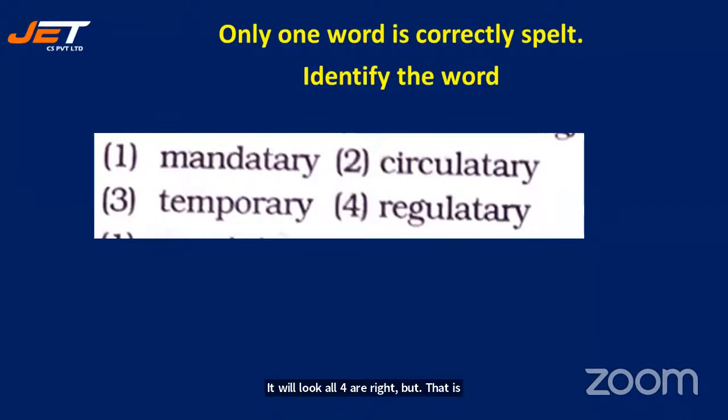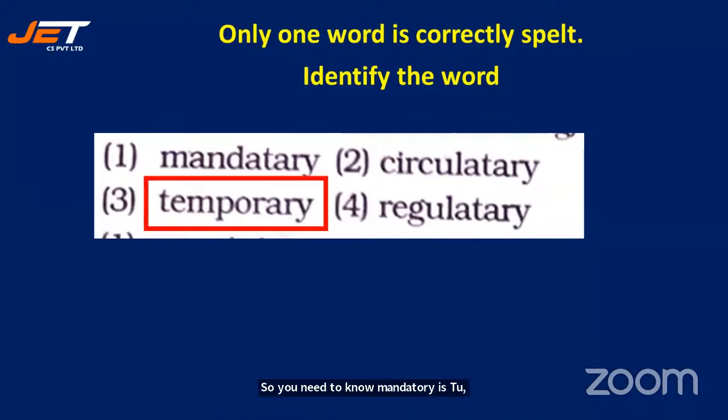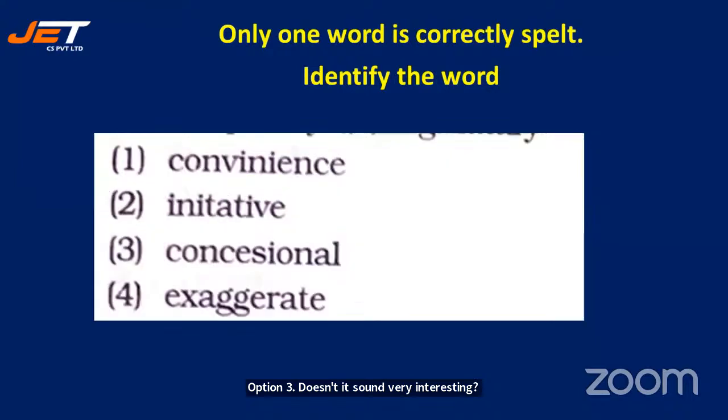All right. Your first word is mandatory. Your second word is circulatory. Third word is temporary. And fourth one is regulatory. So you need to know mandatory is TORY, circulatory is TORY, regulatory is TORY, but temporary is right. That is why your correct answer is temporary. Option 3. All right, students. Doesn't it sound very interesting? Yes. See the next question.